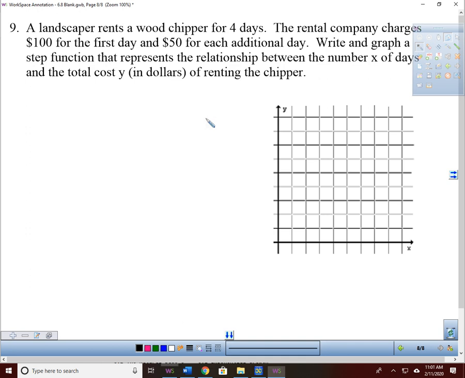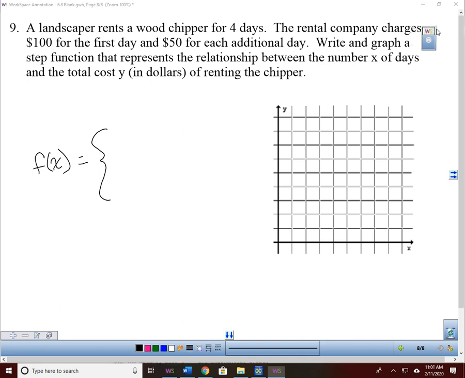All right. Number 9, a landscaper rents a wood chipper for 4 days. Okay, we have 4 days of stuff here. The rental company charges $100 for the first day. So day 1, I'm paying $100, and $50 for each additional day. So day 2, I would be paying $150. Day 3, I would be paying $200. Day 4, $250. So if I asked you day 5, that would be $300, right?